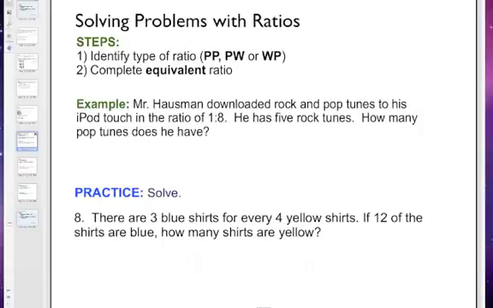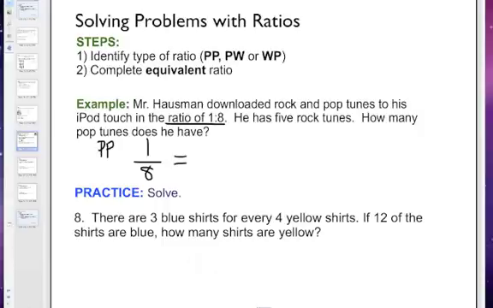The first example: Mr. Hausman downloaded rock and pop tunes to his iPod Touch in the ratio of 1 to 8. He has 5 rock tunes. How many pop tunes does he have? Well, the first thing we need to do is find the ratio that we can use, and that's 1 to 8. The 1 represents the number of rock tunes, the 8 represents the number of pop tunes. So out of all of his music library, these are each a part of them. So it's a part-to-part ratio.